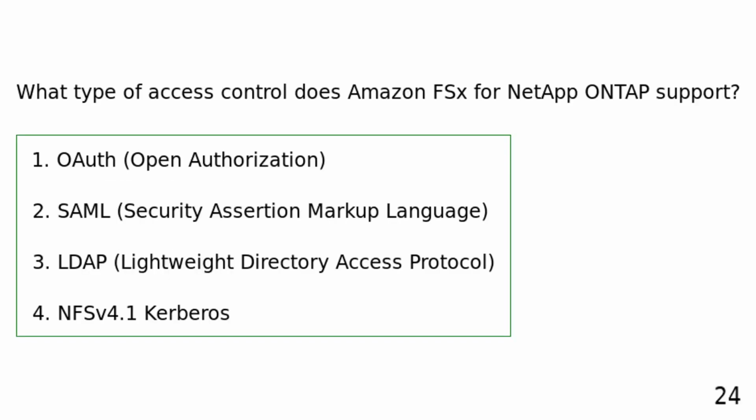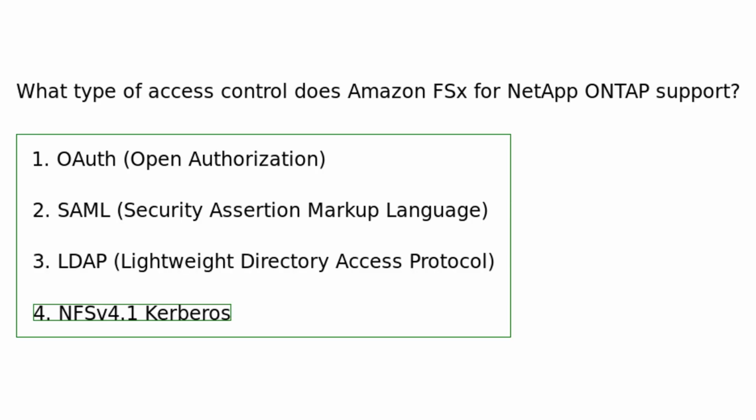What type of access control does Amazon FSx for NetApp ONTAP support? OAuth. SAML. LDAP. NFS v4.1 Kerberos. Amazon FSx for NetApp ONTAP supports NFS v4.1 Kerberos for access control.